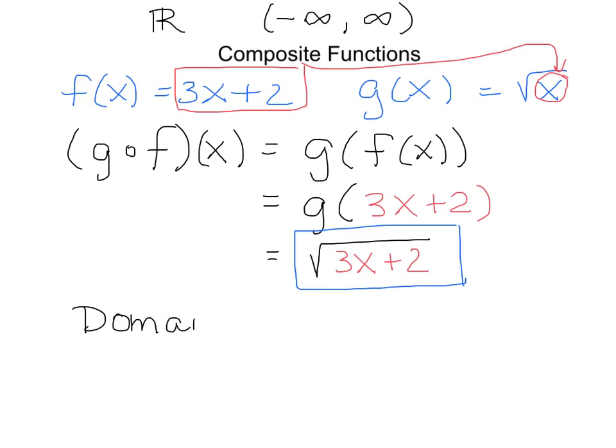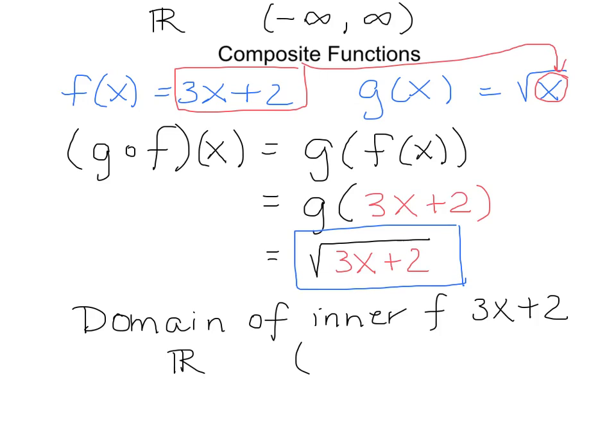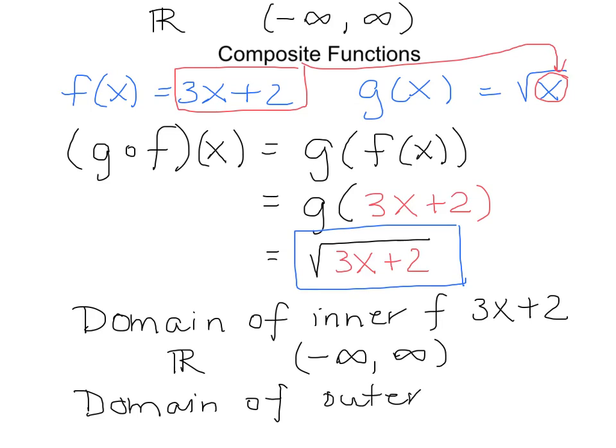So the domain of the inner function, which this time around is 3x plus 2. We already said that the domain of that is all real numbers, or in interval notation, negative infinity to positive infinity. So no restrictions on what can go into that. But the domain of the outer function, which is the square root of x, we know does have a restriction.